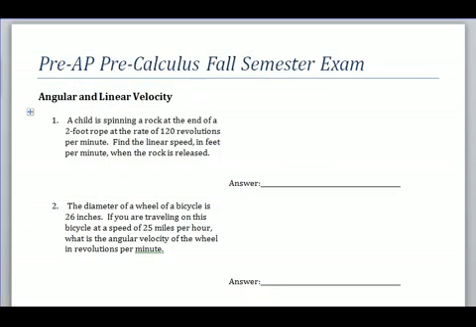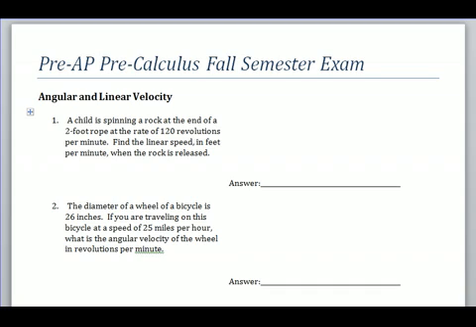All right, let's work through our semester exam review, starting with these angular and linear velocity questions. Question number 1: a child is spinning a rock at the end of a 2-foot rope at the rate of 120 revolutions per minute. Find the linear speed in feet per minute when the rock is released.